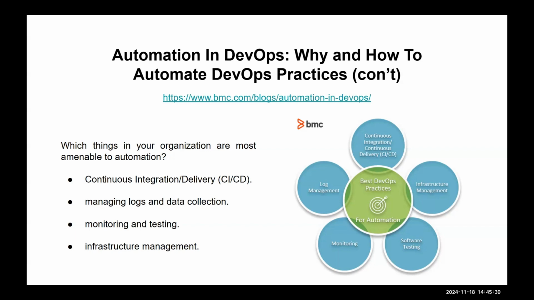And then infrastructure management. So managing infrastructure, managing cloud servers, those are all pretty obvious things for automation. But remember, again, this is something that we want to have humans in the loop.